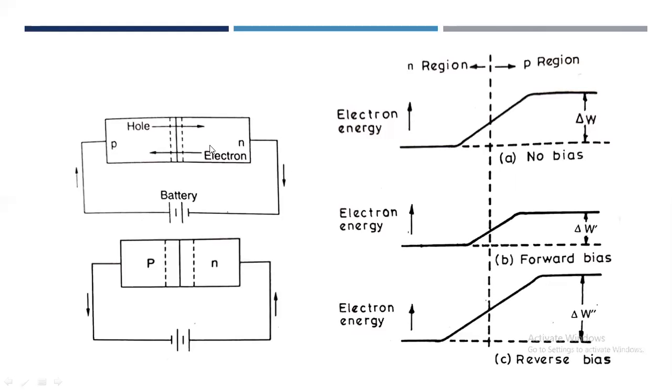And application of a voltage of the opposite polarity, the negative polarity of the battery to the P side, and the positive polarity of the battery to the N side, is termed reverse bias. The second case we saw just now is called reverse bias.